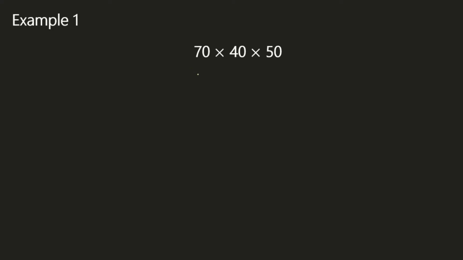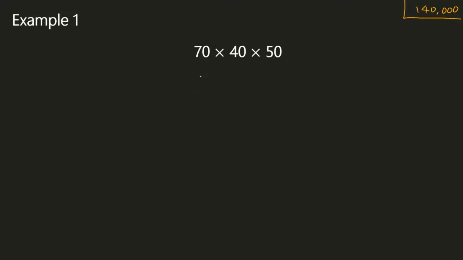In this first example, 70 times 40 times 50. If we follow the order of operations and compute from left to right, the answer you eventually reach is 140,000. So let's just keep that on the top right as a reminder.